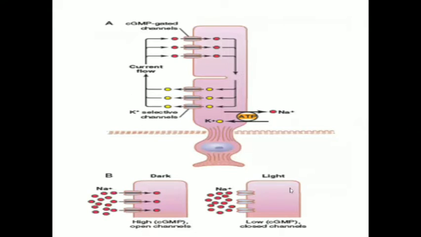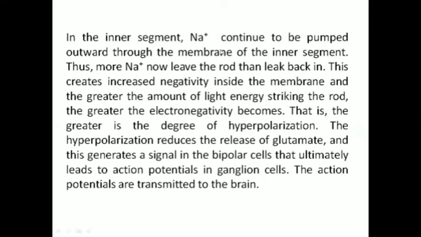So what happens in the light? The cyclic GMP gated channels are closed, and as a result the sodium influx stops in the light. In the inner segment, sodium ions continue to be pumped outward through the membrane of the inner segment. Thus, more sodium ions now leave the rod than leak back in.